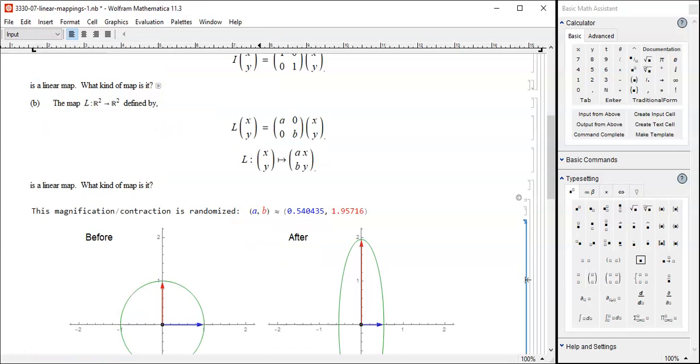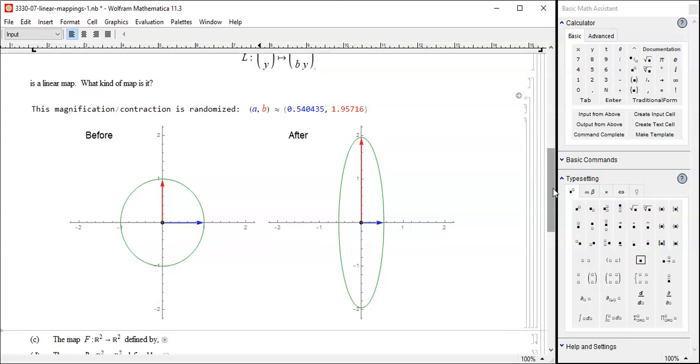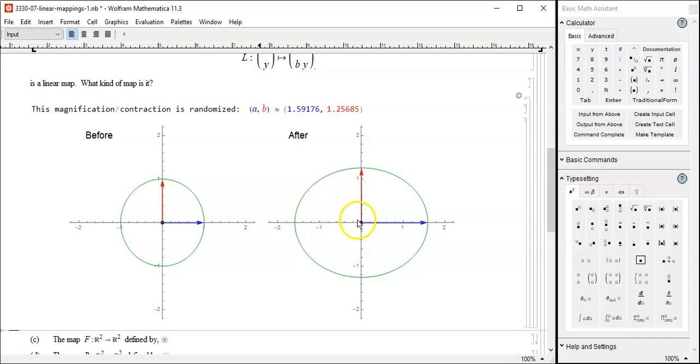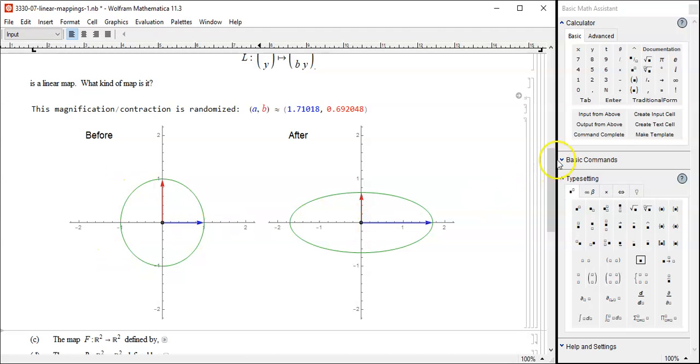Well, let's see. Do we have a visualization here? Yeah, okay. This program is randomized, so if I run it again, I'm going to get different ellipses. So horizontally, let's see, compressed by a factor of 0.04 and vertically stretched by a factor of 1.95, nearly doubled. And let's run it again. This time, vertically 1.25, so not that much, but horizontally a little bit more, 1.59 something. So basically it's stretching, so the circle is becoming an ellipse.